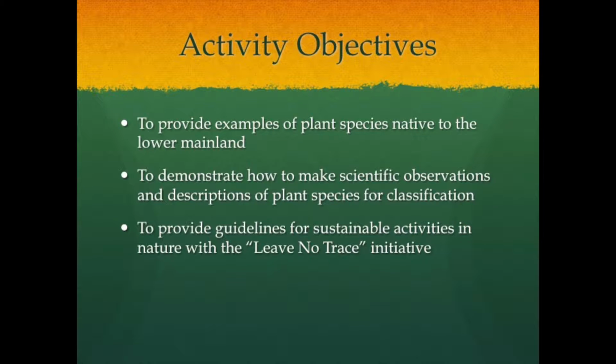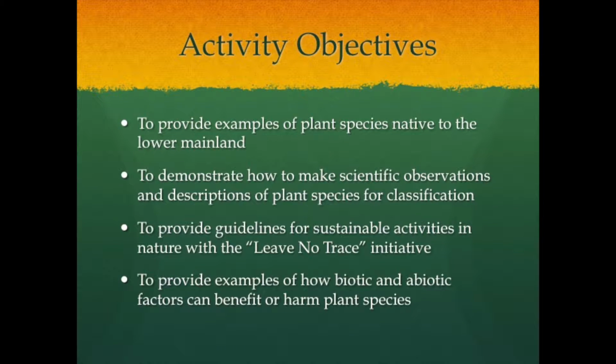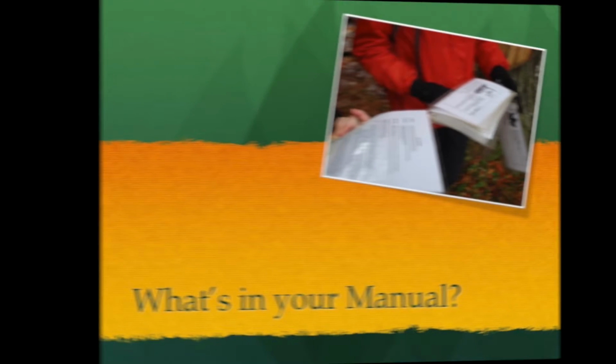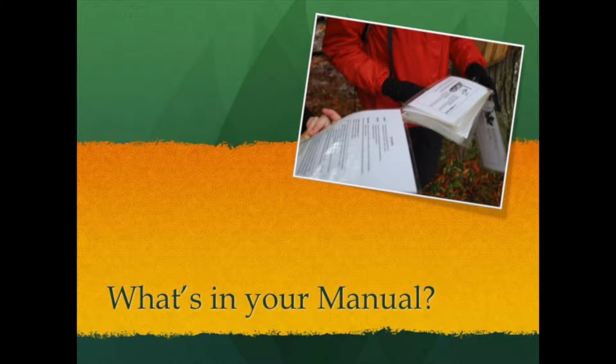the Leave No Trace initiative, to provide examples of how biotic and abiotic factors can benefit or harm plant species, and to provide examples of the effect of sustainable and unsustainable forest practices on a local ecosystem. Your manual will include various resources and instructions to help guide you on this activity and ensure that you have an adequate amount of background information when interacting with your students.